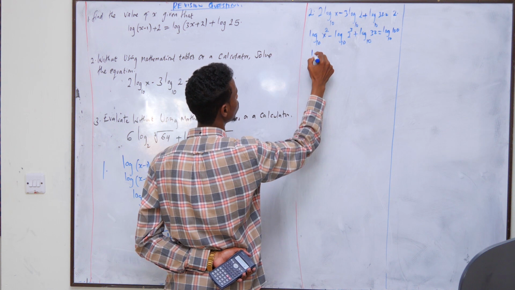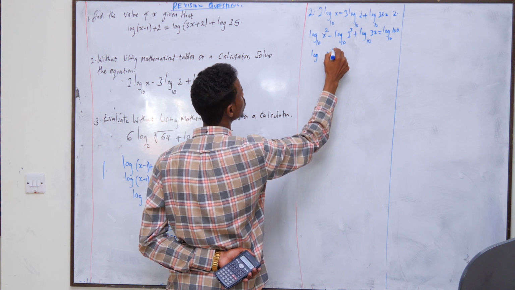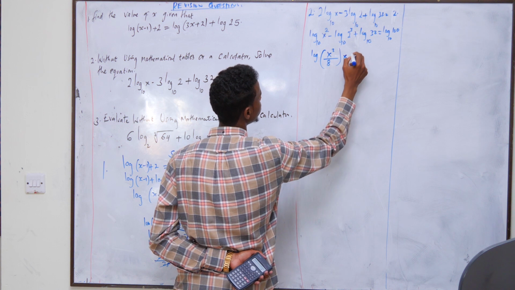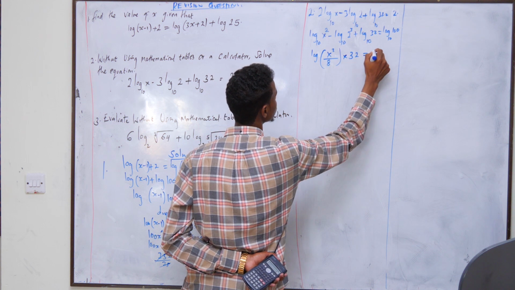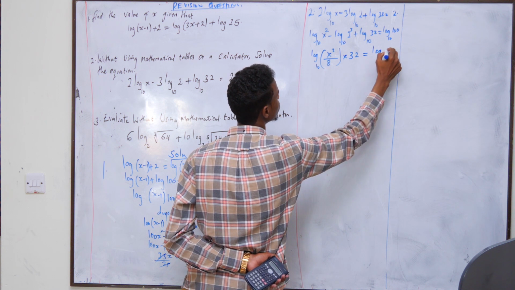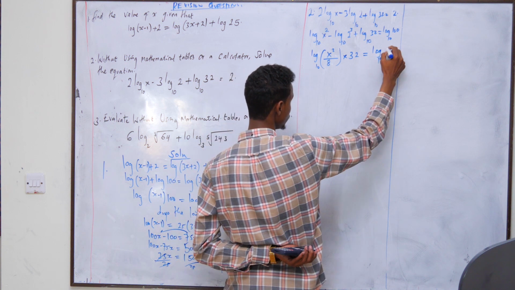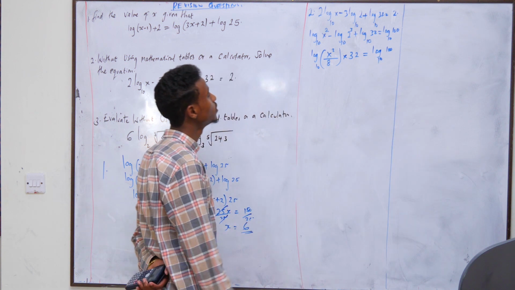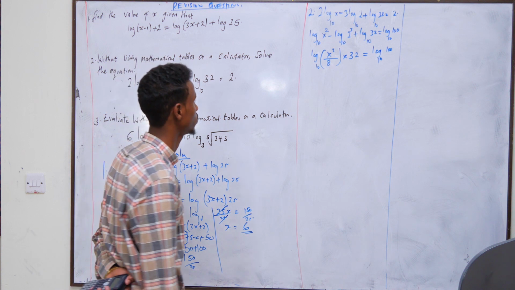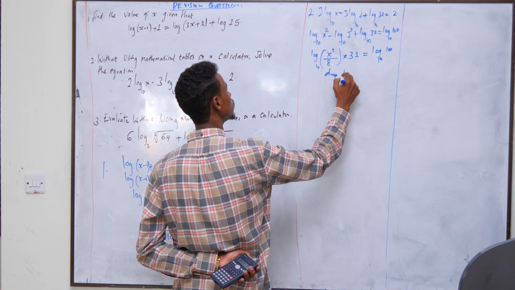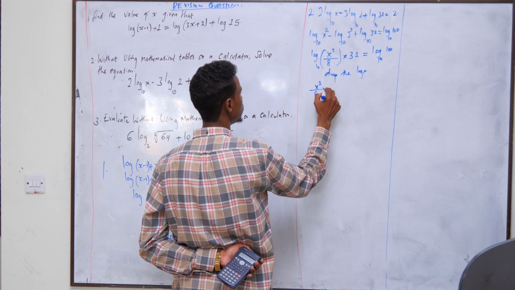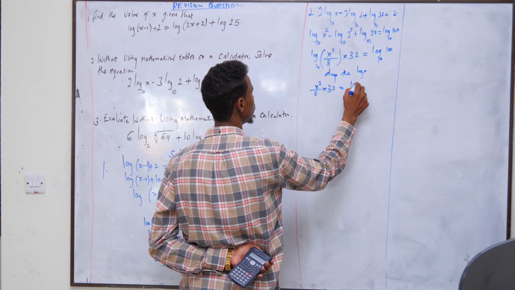Now it becomes log of x² over 8, multiplied by 32, equals log 100. Very simple like that. Now drop the logs. We're going to get x² over 8 multiplied by 32 equals 100.